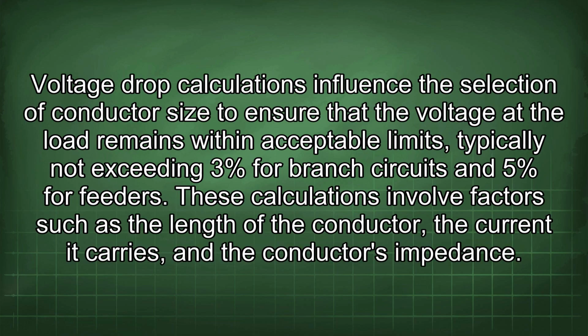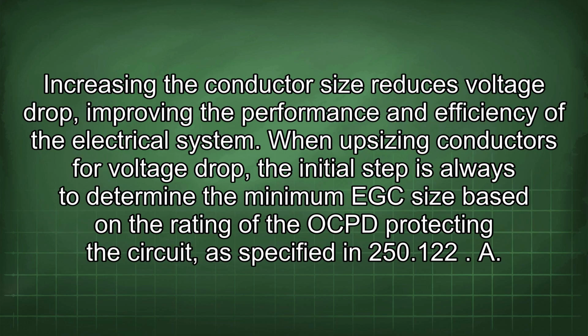Voltage drop calculations influence the selection of conductor size to ensure that the voltage at the load remains within acceptable limits, typically not exceeding 3% for branch circuits and 5% for feeders. These calculations involve factors such as the length of the conductor, the current it carries, and the conductor's impedance. Increasing the conductor size reduces voltage drop, improving the performance and efficiency of the electrical system.